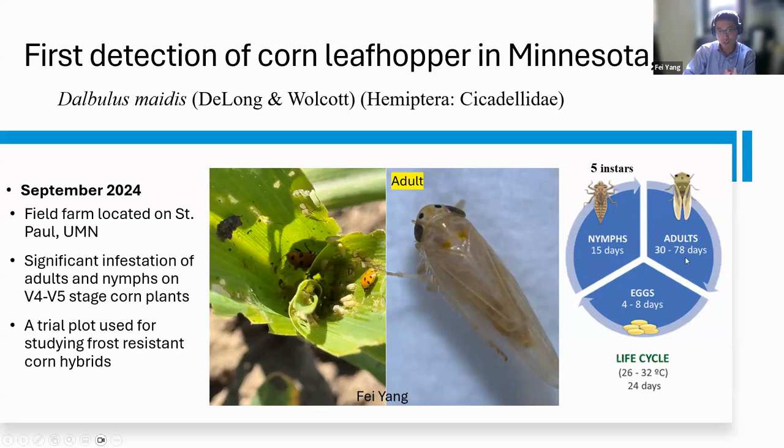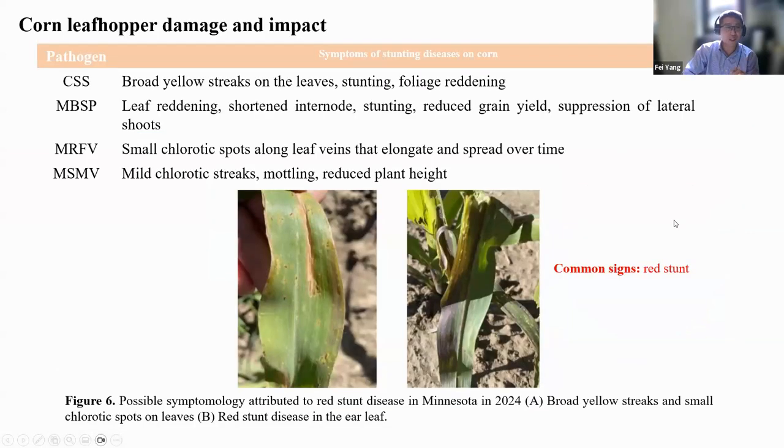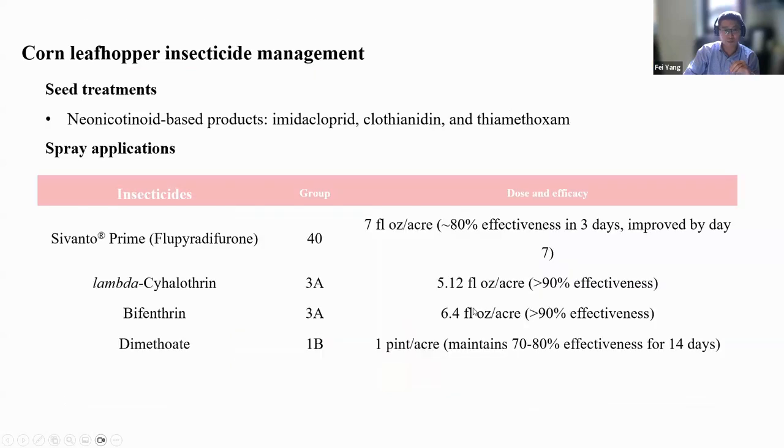It has three different stages: egg, nymph, and adult, and the nymph has five different instars. The most significant damage by this corn leafhopper is not by the pest itself, but by the diseases they can transmit. They can transmit two different bacteria and two different viruses, resulting in what we call corn stunt, and significant yield loss. You can see these pictures here. They cause symptoms of red stunt.